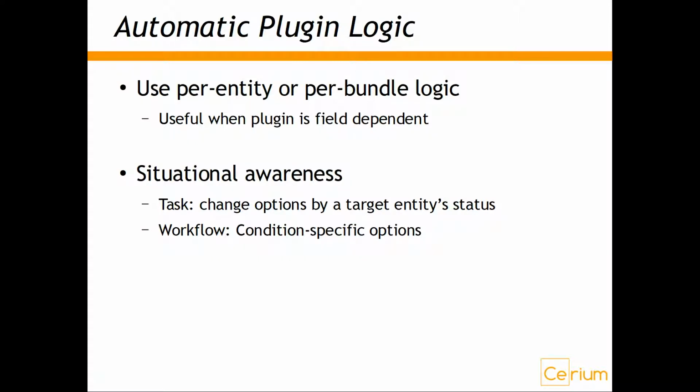So automatic plugin logic, again, is per entity type or per bundle logic, so for all nodes, or in my case for the application system, for all application entities, or all task entities. If you have a plugin that is dependent on certain fields within that, it's a good way to make it apply to all things. You can also throw in what I describe as situational awareness. So again, task is status aware, or for various workflows, you can have condition-specific things that you declare through a plugin. So you can say, load this plugin only if we're at this point of the workflow.